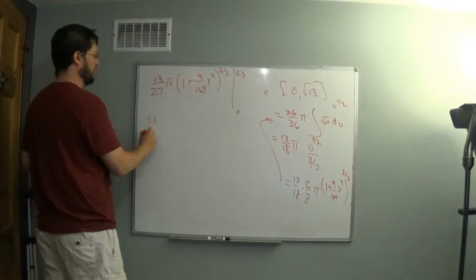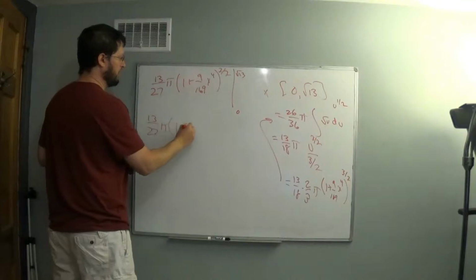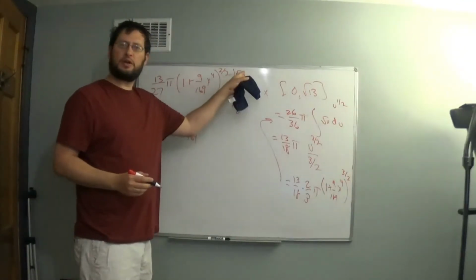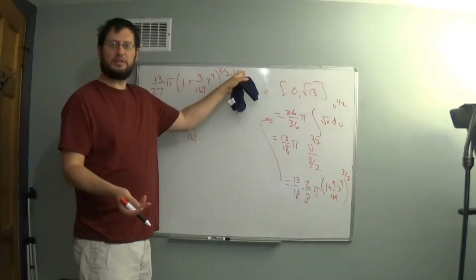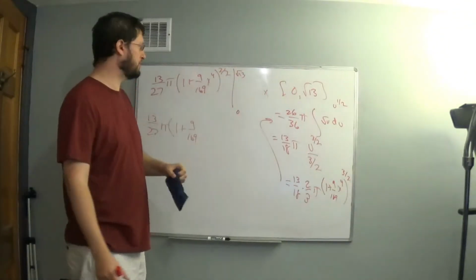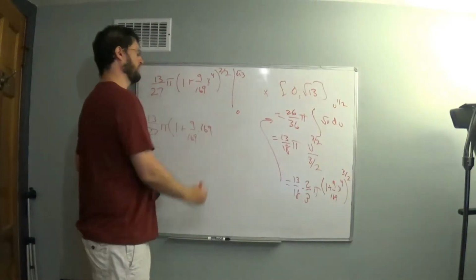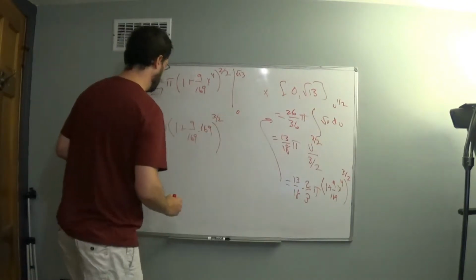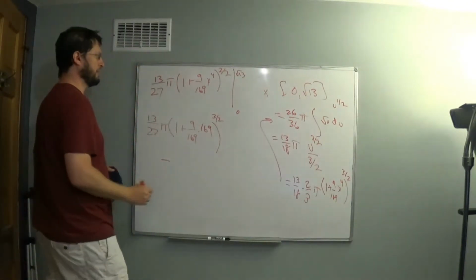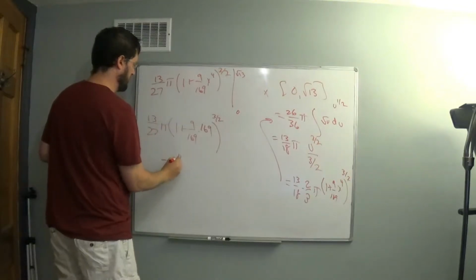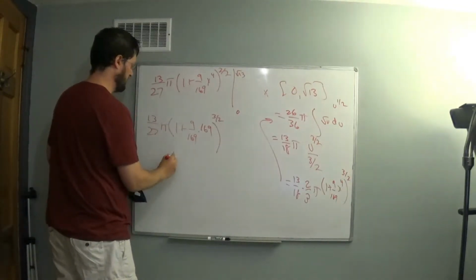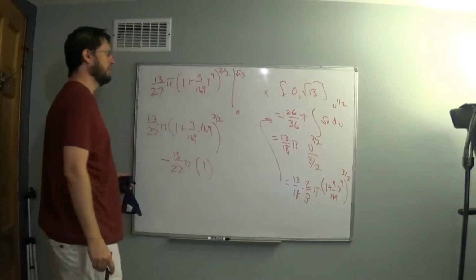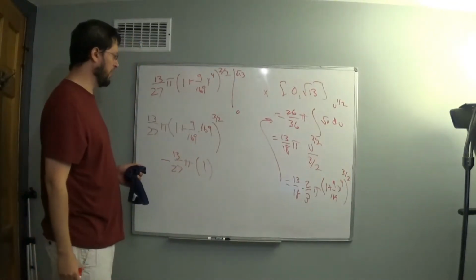So 13 over 27 pi, 1 plus 9 over 169 x to the 4th, when I plug in square root of 13, is root 13 times root 13 times root 13 times root 13, which is 13 times 13, which is 169. All raised to the 3/2, minus what I get when I plug in 0. When I plug in 0, this becomes 13 over 27 pi times 1 raised to the 3/2, which is still 1.